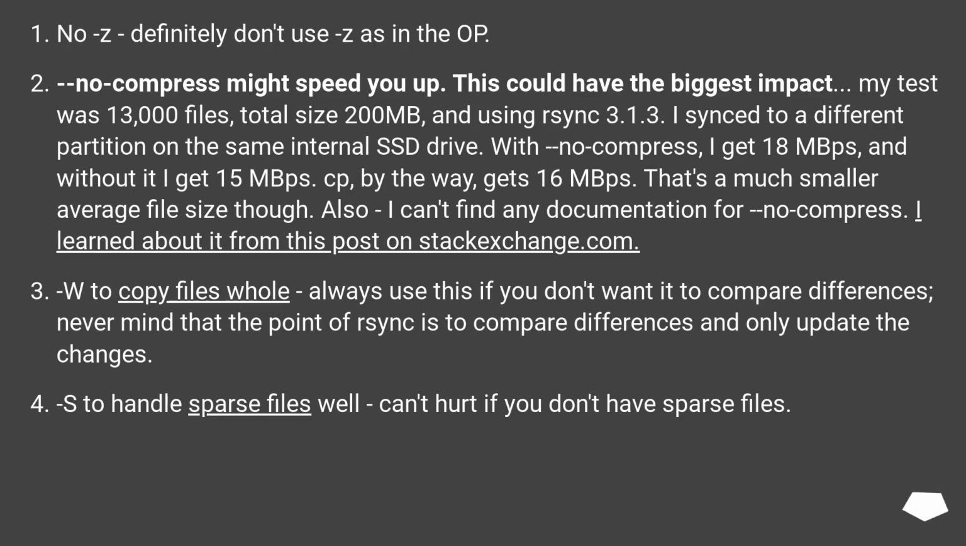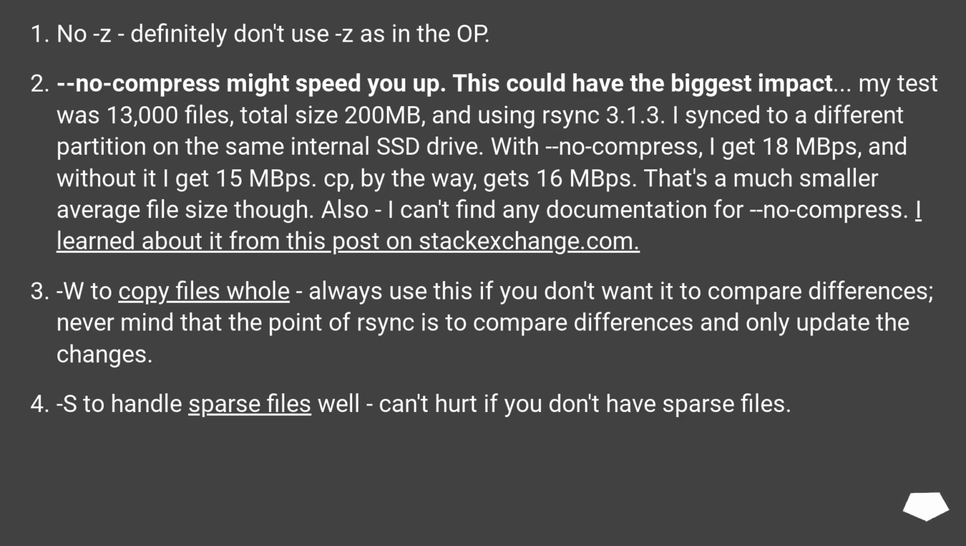My test was 13,000 files, total size 200 MB, and using rsync 3.1.3. I synced to a different partition on the same internal SSD drive. With --no-compress, I get 18 MB/s, and without it I get 15 MB/s. cp, by the way, gets 16 MB/s. That's a much smaller average file size though. Also, I can't find any documentation for --no-compress. I learned about it from this post on stackexchange.com.